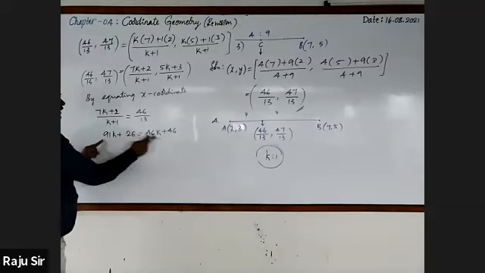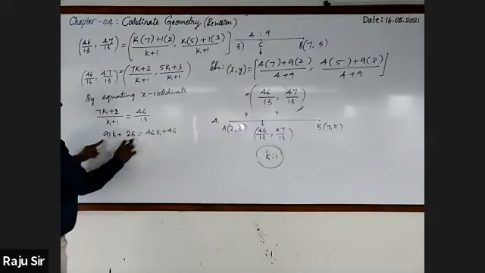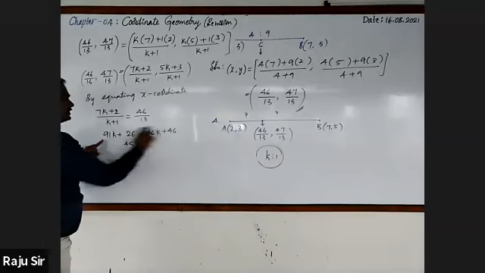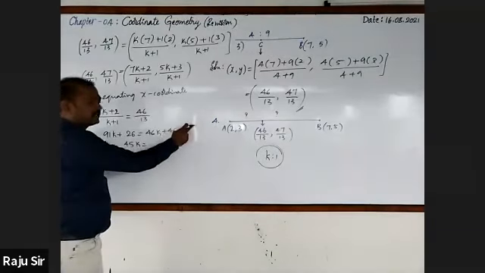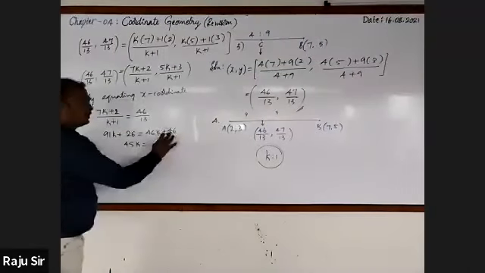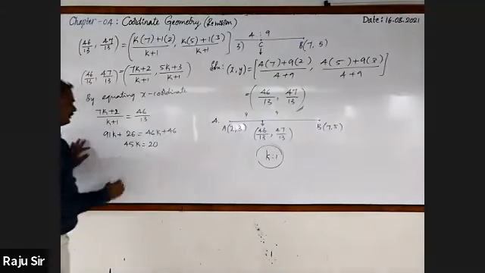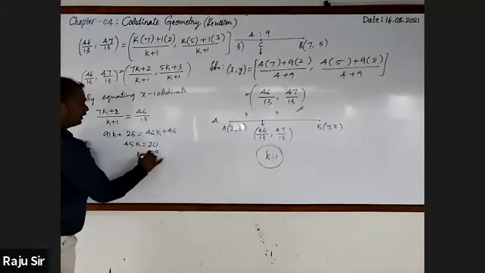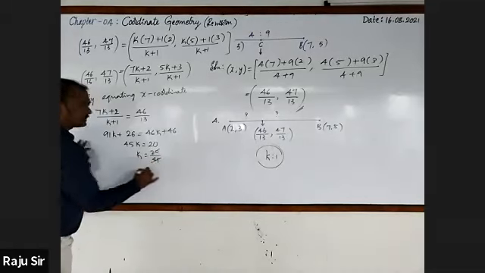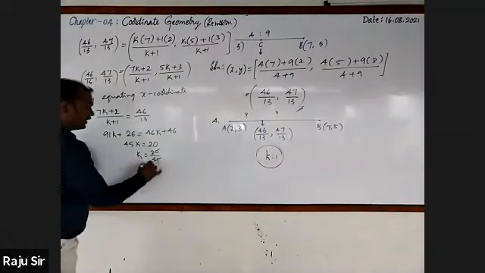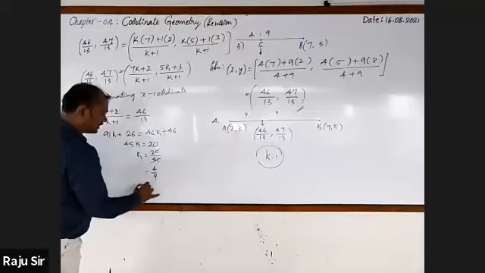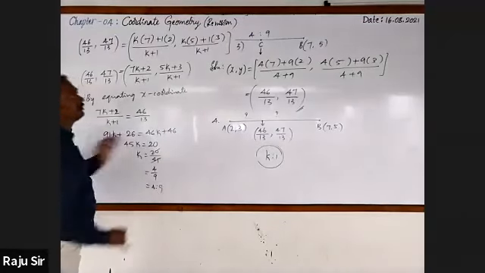Then 91K minus 46K, subtract them. 11 minus 6 is 5, 8 minus 4 is 4, so 45K. Transfer 26 to the right hand side. 46 minus 26 is 20. Then K is equal to 20 by 45. Both can be cancelled by 5. 5 fours are 20, 5 nines are 45. See that it is 4:9.